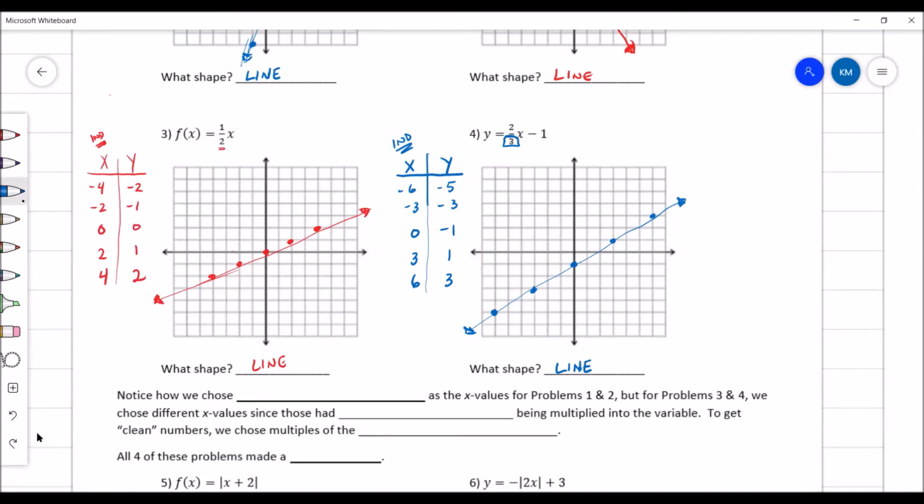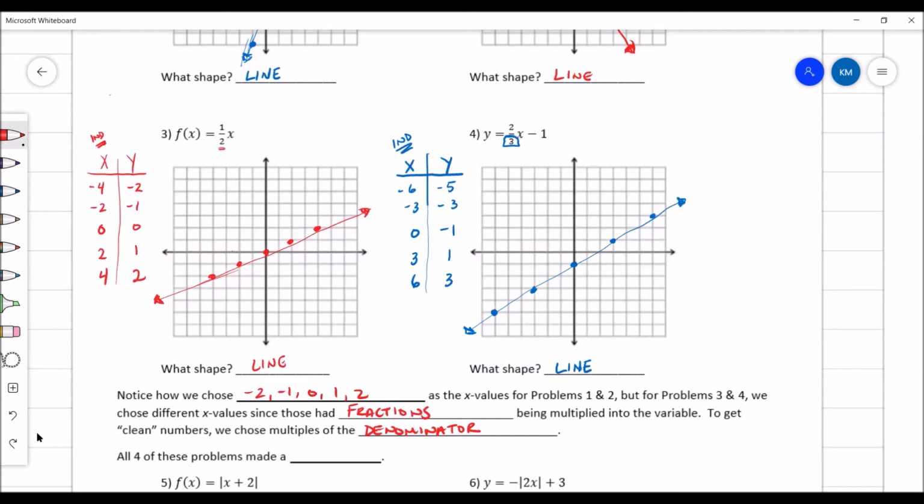Notice how we chose these values, and we talked it through: -2, -1, 0, 1, 2 for our values for x. And for problems 3 and 4, we chose different x values because those had fractions being multiplied into the variable. To get clean numbers, we chose multiples of the denominator. So we've already talked through all that. Rewind if you need to hear why we did that.